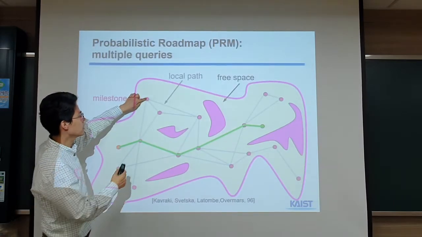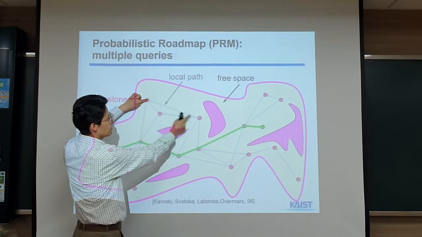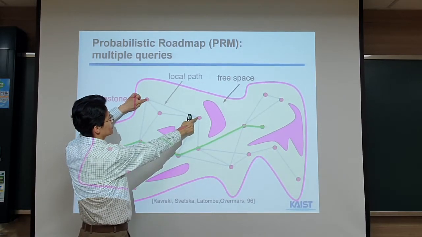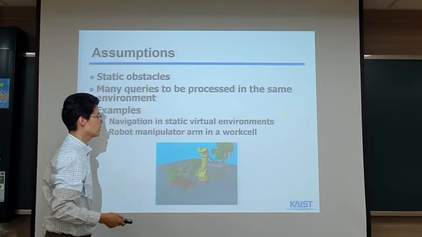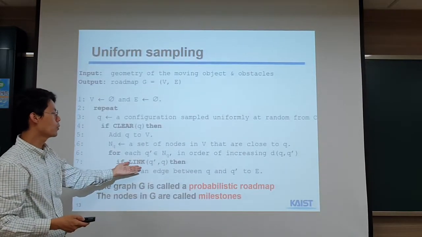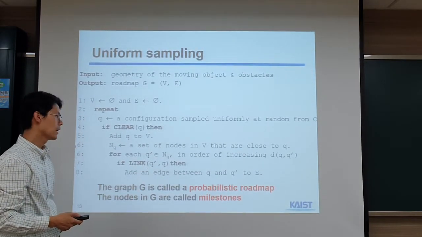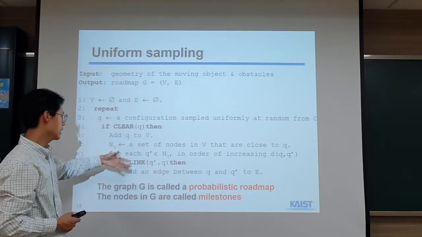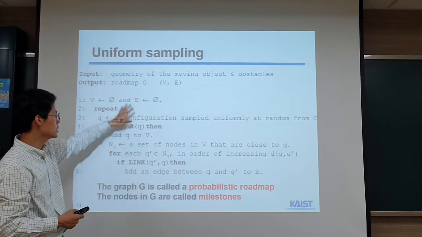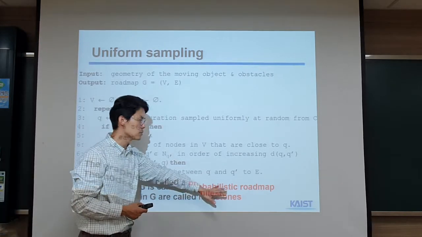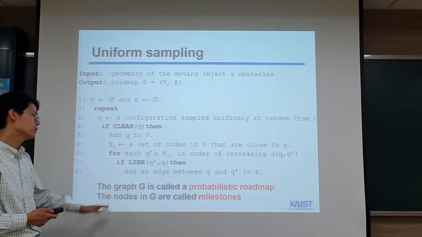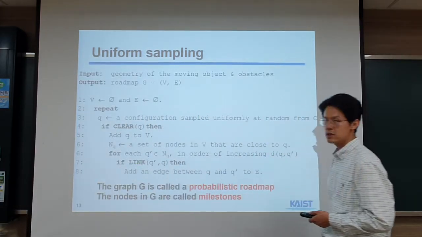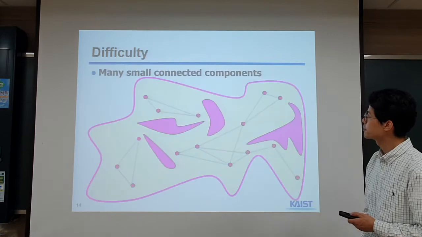Here we identify the nearby nodes. In this case, these two nodes may be identified, and then we check whether we can create a collision-free local path. To do that, we can call the link operator between Q and Q prime, and if there's no collision, we can add the edge between them. We keep doing that, and then we get the computed graph G, known as the probabilistic roadmap. The nodes in the graph are called milestones in the C-free space.